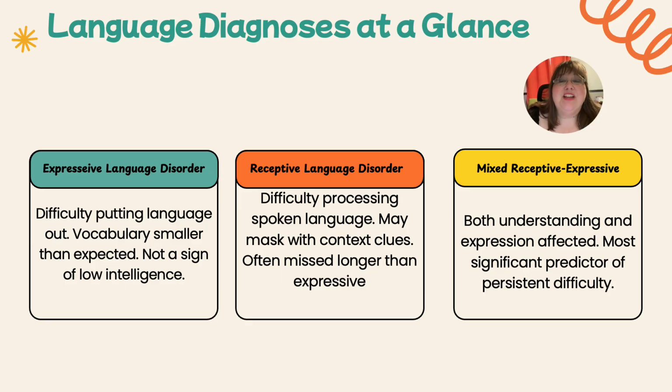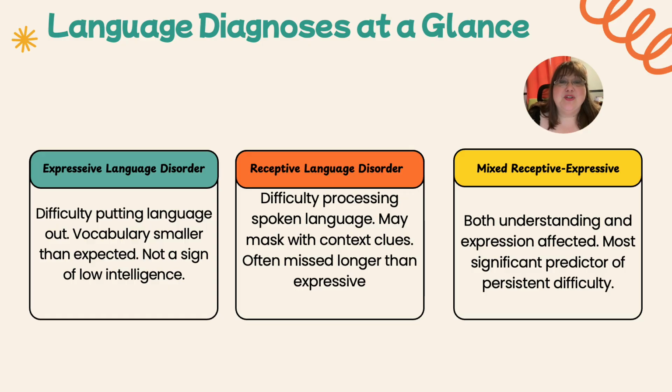An expressive language disorder means a child has significant difficulty communicating their thoughts, needs, and ideas through language in a way that is below what we would expect for their age. Their vocabulary may be smaller than expected. Their sentences may be shorter or grammatically simpler. What it does not mean is that your child is not intelligent. Expressive language and intelligence are separate systems.